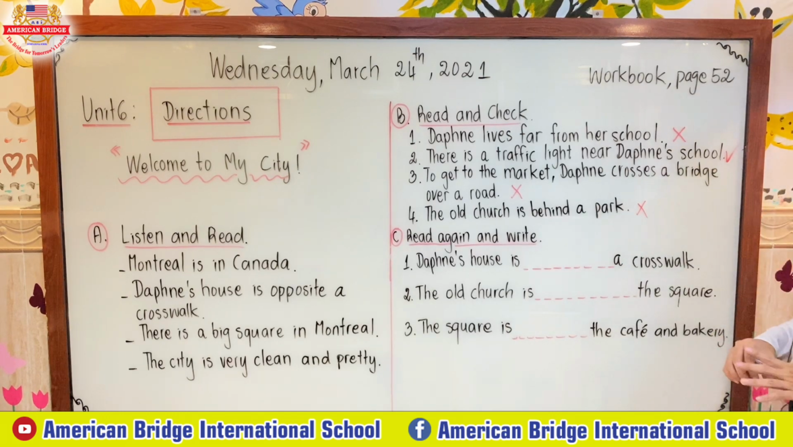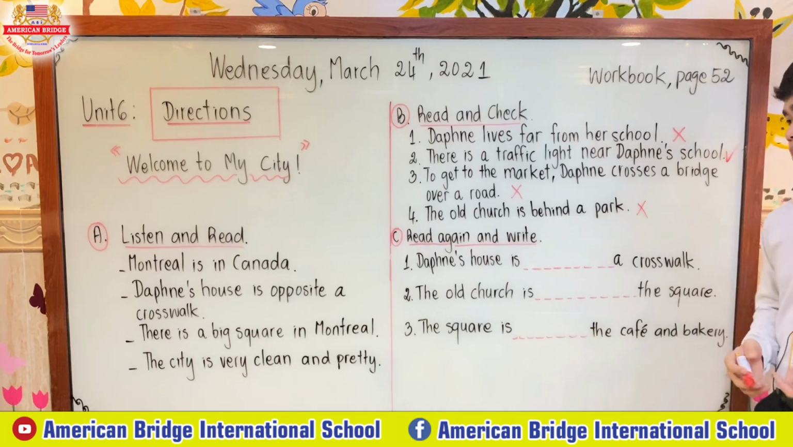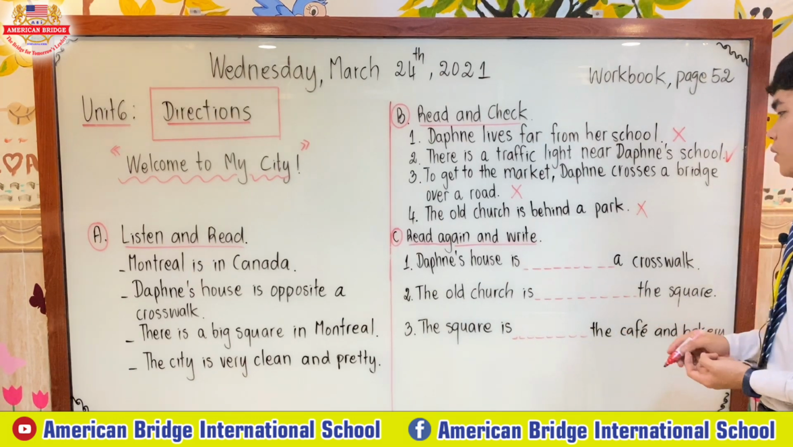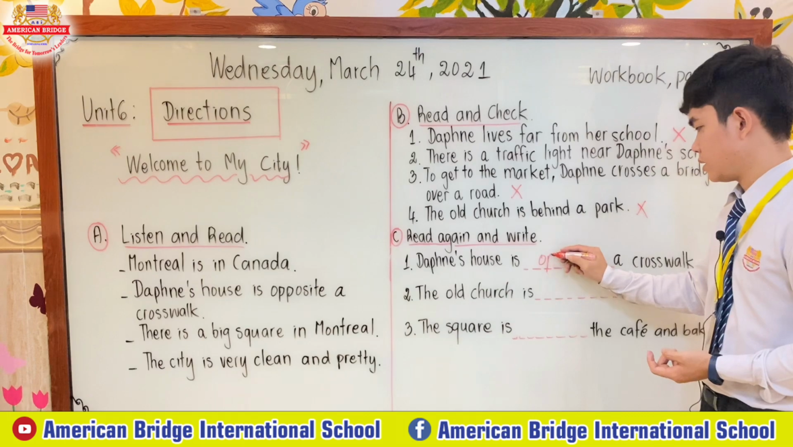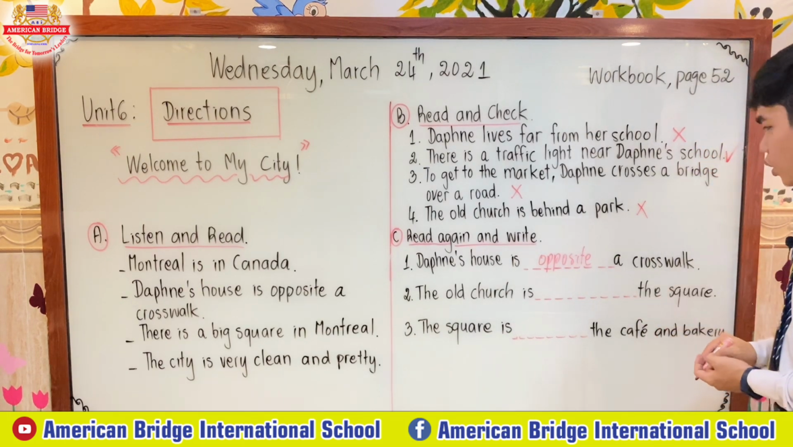Alright, everyone, so now we come to part C. Read again and write. So there are 3 blanks which we have to complete. Okay, so we are going to start with number 1. Daphne's house is blank a crosswalk. Okay, so do you know the answer, everyone? So the answer is, Daphne's house is opposite. So her house is opposite a crosswalk.